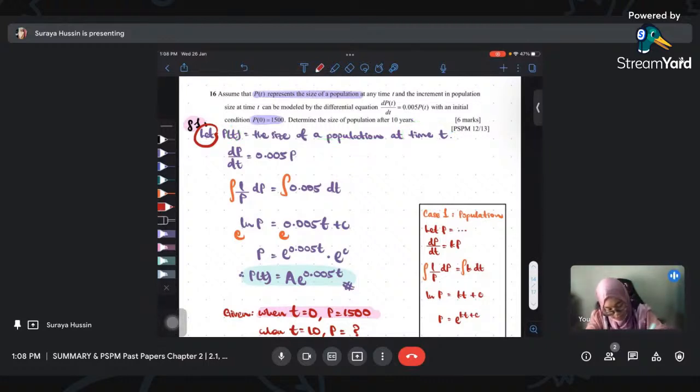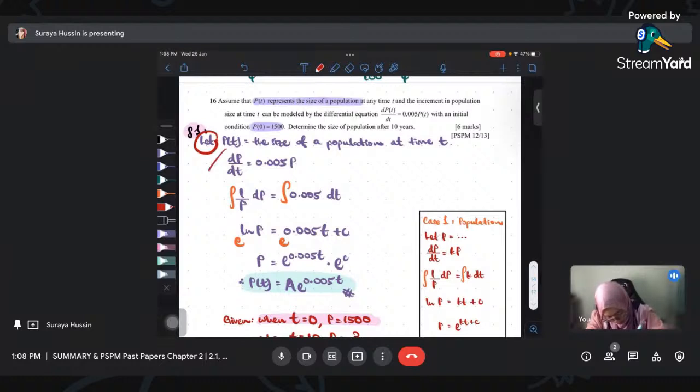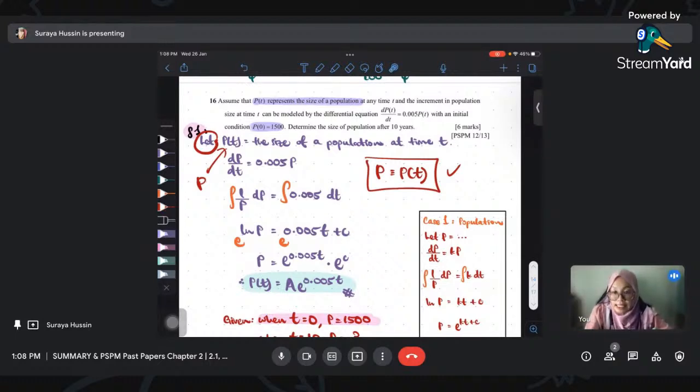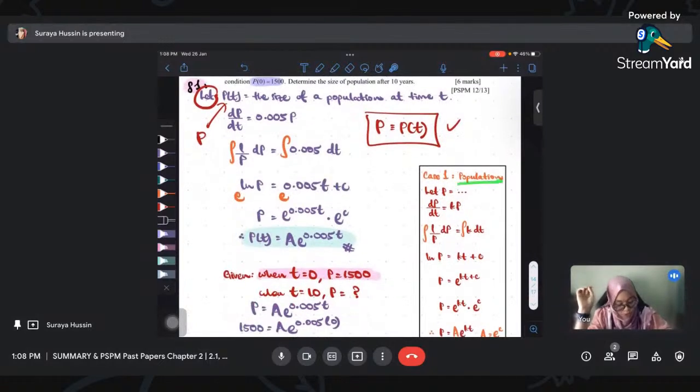Sometimes you can write P, this thing, you can also write P. Tak ada masalah because P is also means P(t). They are just the same thing, okay? Jangan takut. Kadang-kadang ada kawan tulis P, ada kawan tulis P(t). They are just the same thing because small t is referring at time t. That's all. Okay? So untuk population punya case, kena make sure you buat rate of change of this.